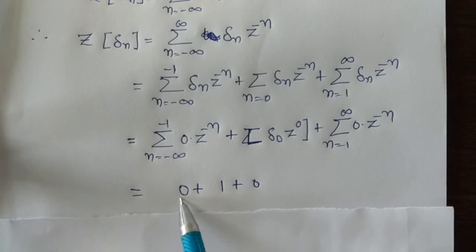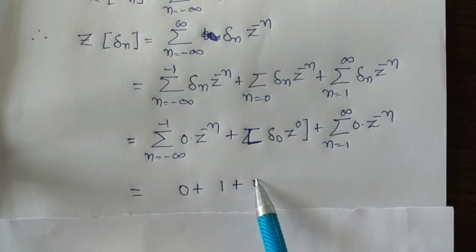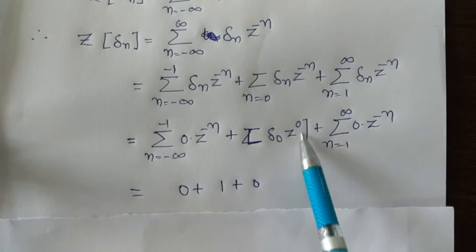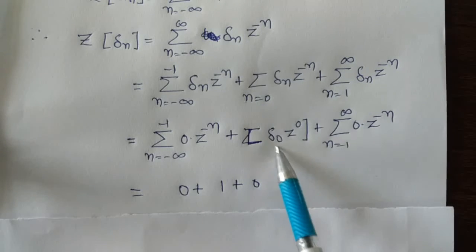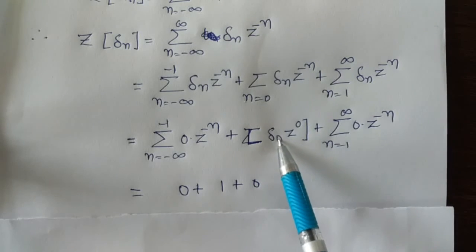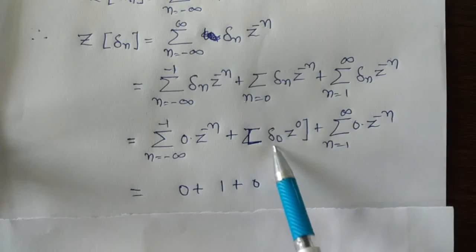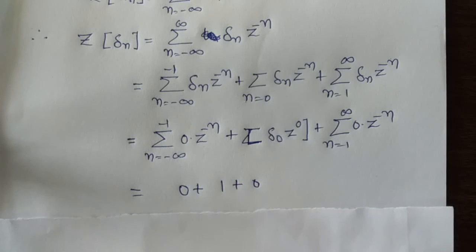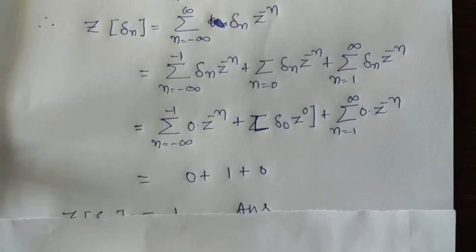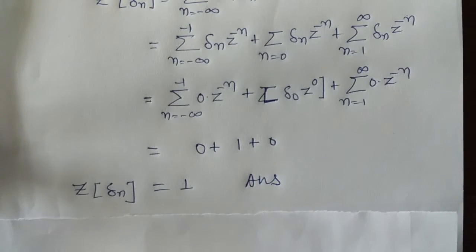So we get, here the summation gives 0, here the summation gives 0, and z power 0 is 1 and delta 0, here n equal to 0, so the value of delta n is 1. So we have 1, and finally we get the Z transform of unit impulse function delta n is 1. So this is how we can find the Z transform.